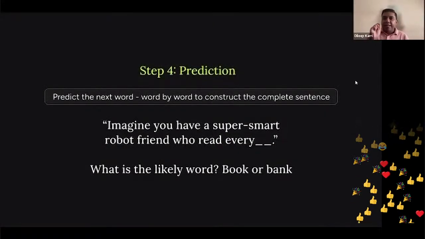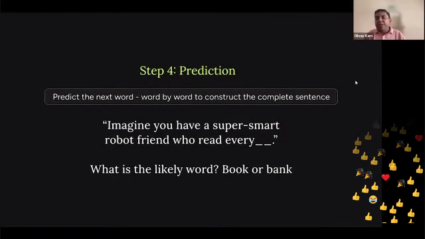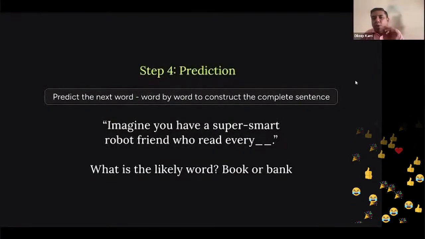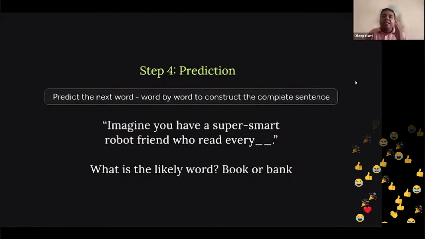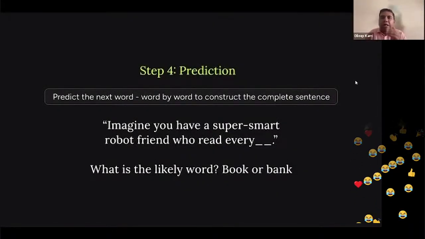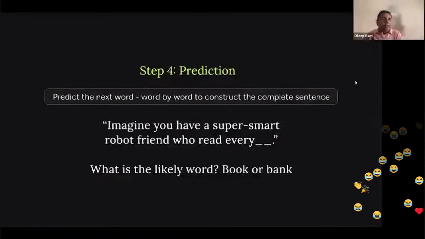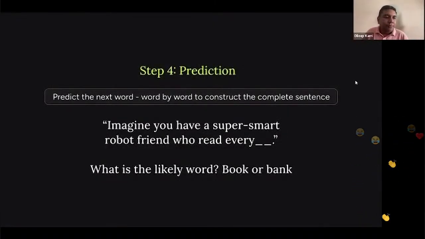Okay, let us take a simple exercise. Let us assume that the sentence is: imagine you have a super smart robot friend who read every dash. What is the most likely word? Is it book or is it bank? Let me know in the chat. Is it book or is it bank? Okay, exactly. Everybody is saying book.